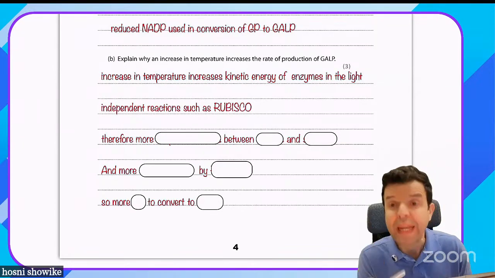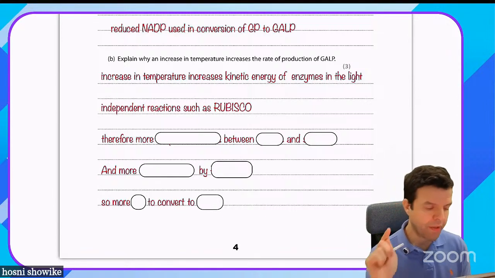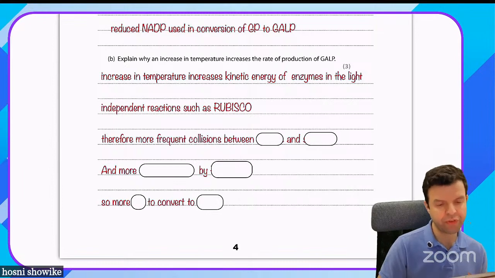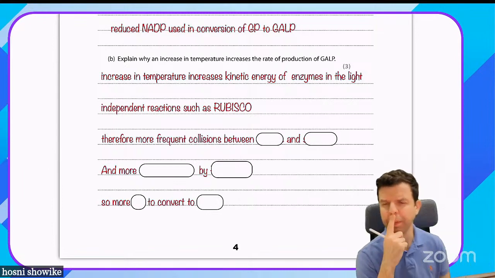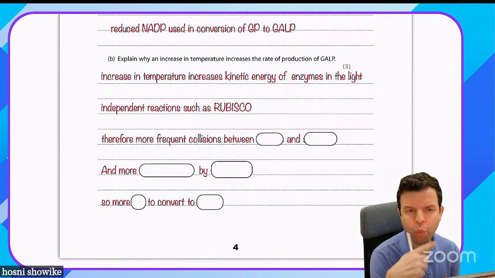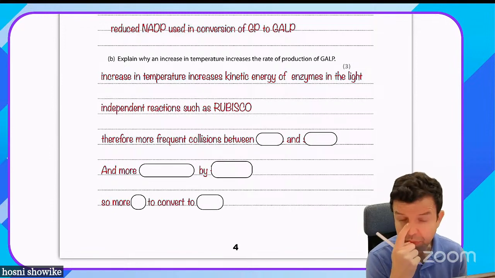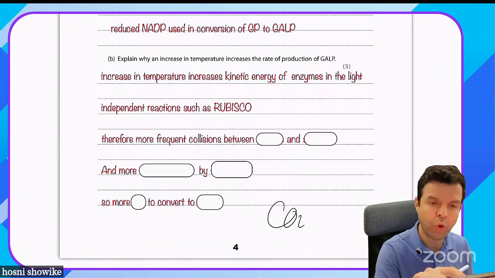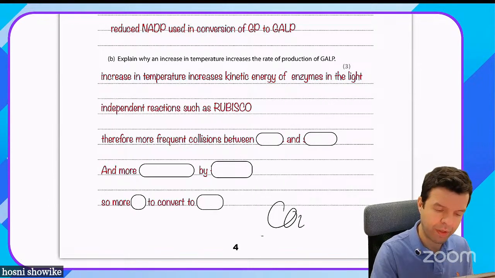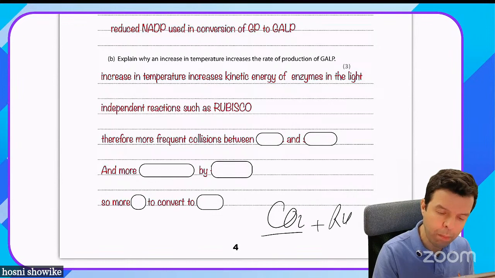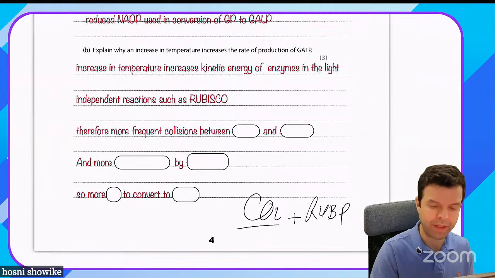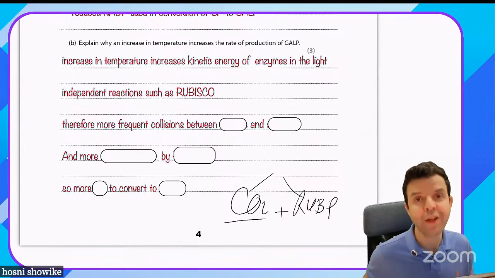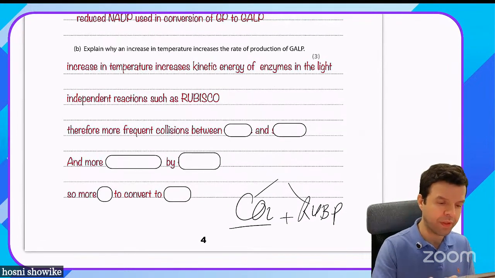Therefore, again, I'm talking enzymes here, right? So what are those key words we always say here? We say collisions. And think about it now. Collisions between what and what if I'm talking about Rubisco? Rubisco reactions like this: it's CO2 combining with RuBP, okay? This particular reaction. So those two are the substrates of Rubisco, okay?